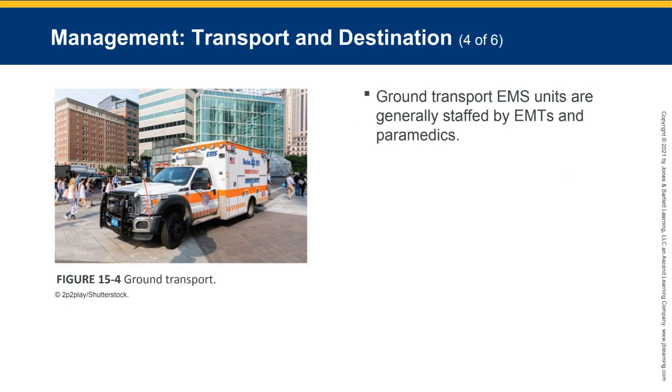Now, ground transport, EMS units are generally staffed by EMTs and paramedics. If it's EMTs only, then it's a BLS transport. If it is staffed by paramedics, it can be a paramedic and an EMT, can be an EMT and a paramedic, or it can be two paramedics. Once a paramedic is aboard that unit, it's going to be an ALS response unit.